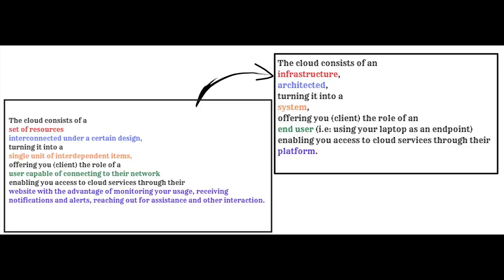So now after we know what each term means, let's make it shorter and easier. The cloud consists of an infrastructure architected, turning it into a system, offering you the client the role of an end user, therefore using your laptop as an endpoint, enabling you access to cloud services through their platform.